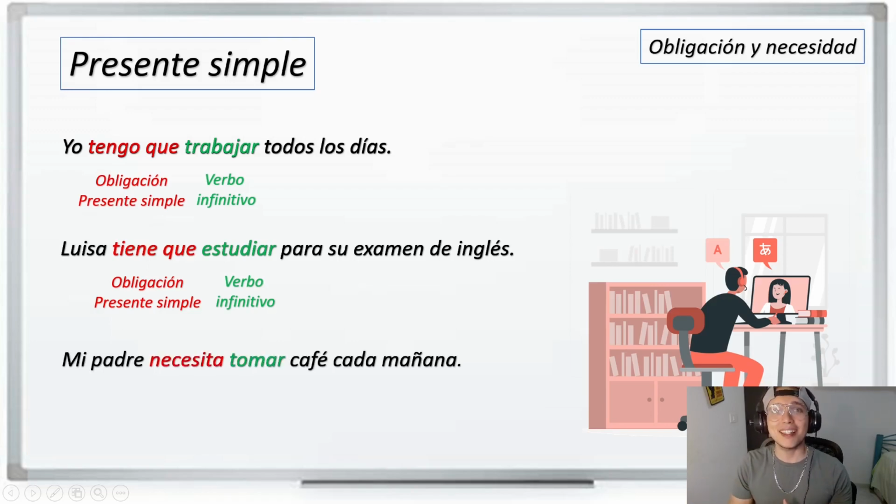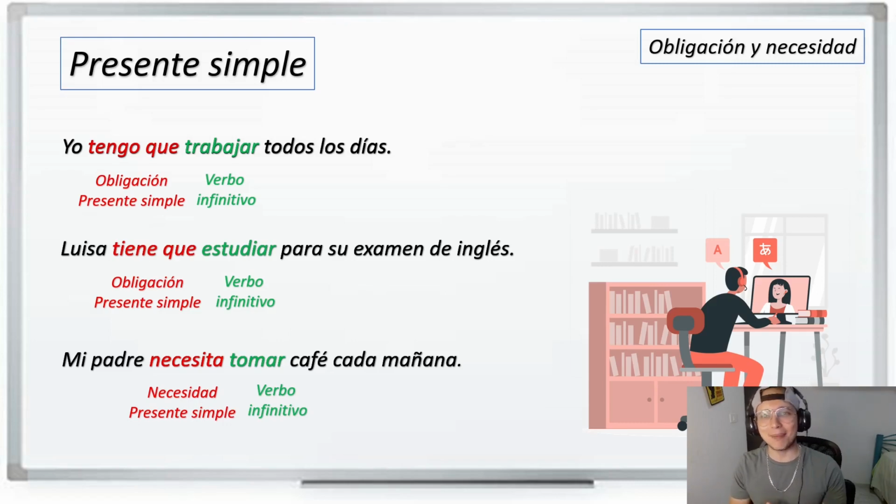Mi padre necesita tomar café cada mañana. One more time. Mi padre necesita tomar café cada mañana. So, my father needs to drink coffee every morning. So, we have necesita is the verb in simple present. My father needs to tomar, to drink coffee every morning. Now let's take a look at the conjugation of this.